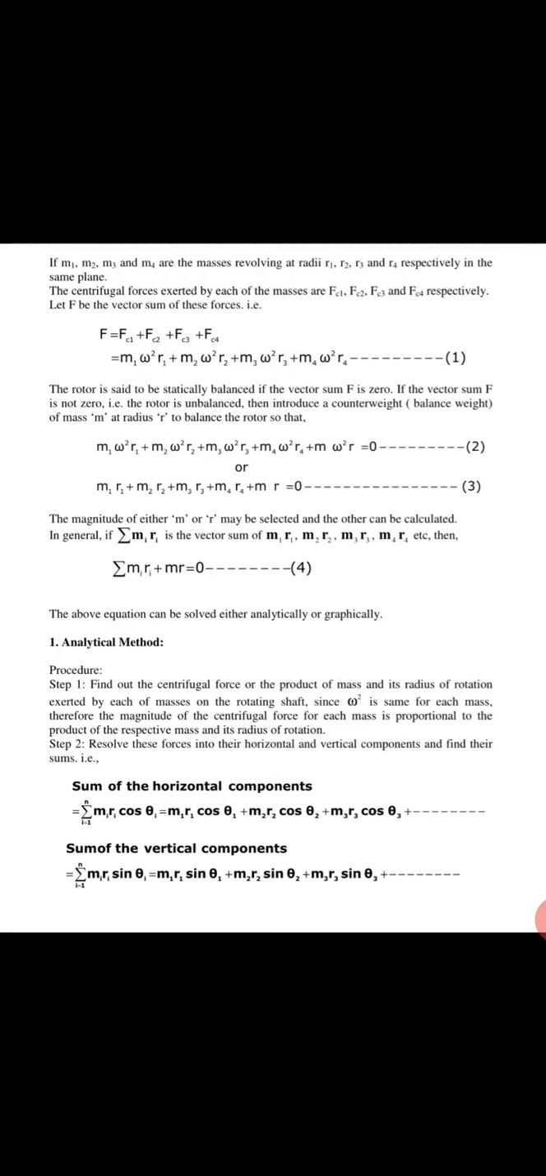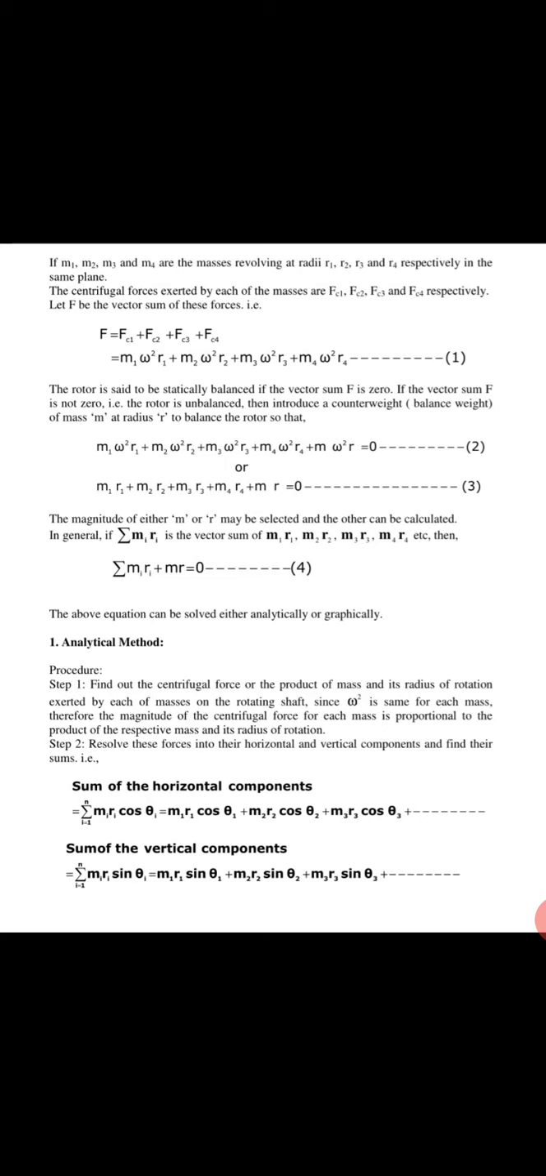The rotor is said to be statically balanced only if the vector sum F is 0. If the vector sum is not 0, then the rotor is unbalanced. Then you have to introduce a counterweight, mass m at radius r, to balance the rotor. So now the equation changes to m1 omega square r1 plus m2 omega square r2 plus m3 omega square r3 plus m4 omega square r4 plus m omega square r equals 0.